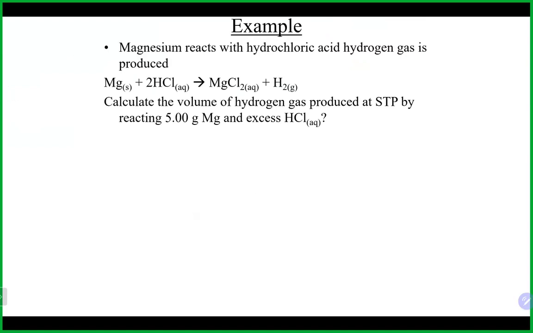Magnesium reacts with hydrochloric acid to produce hydrogen gas. What is the volume of hydrogen gas you would collect at STP by reacting 5 grams of magnesium with excess amount of HCl? So magnesium is 24.31, I think. Don't think you need the others, but I'll put it up there just in case.